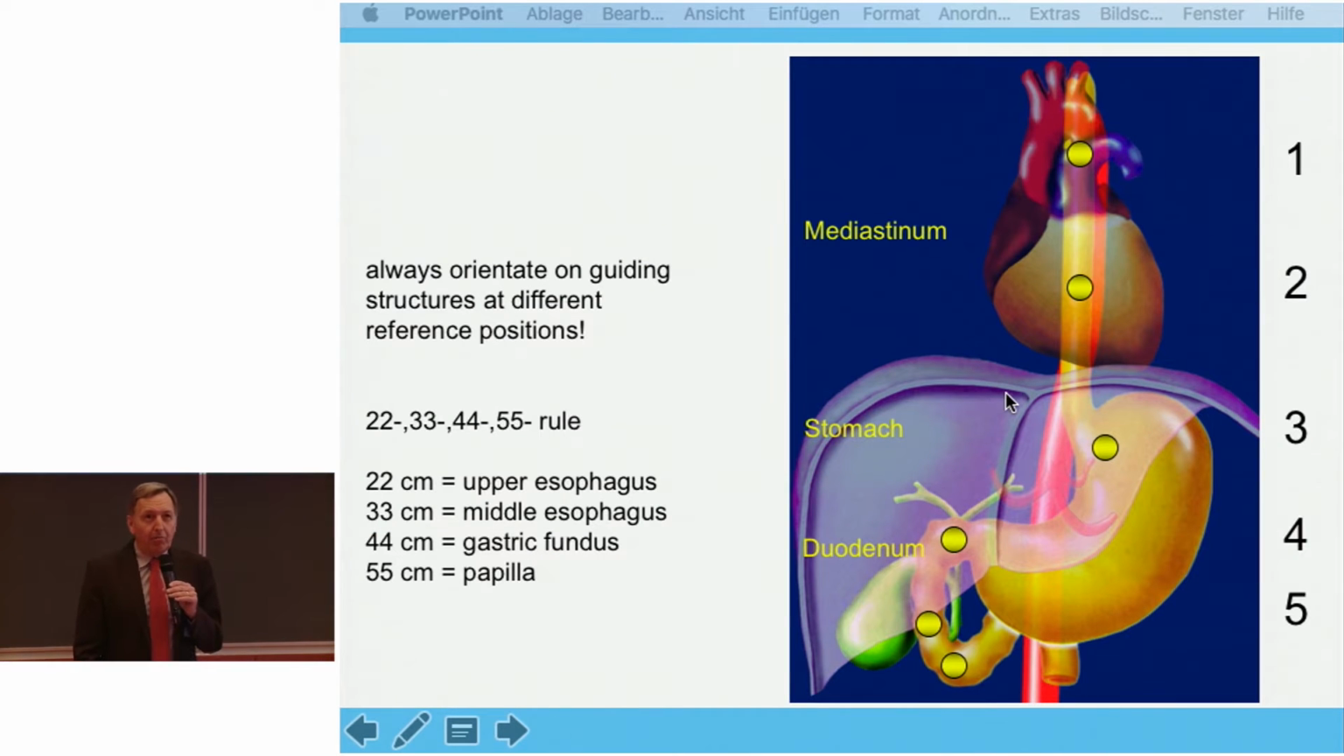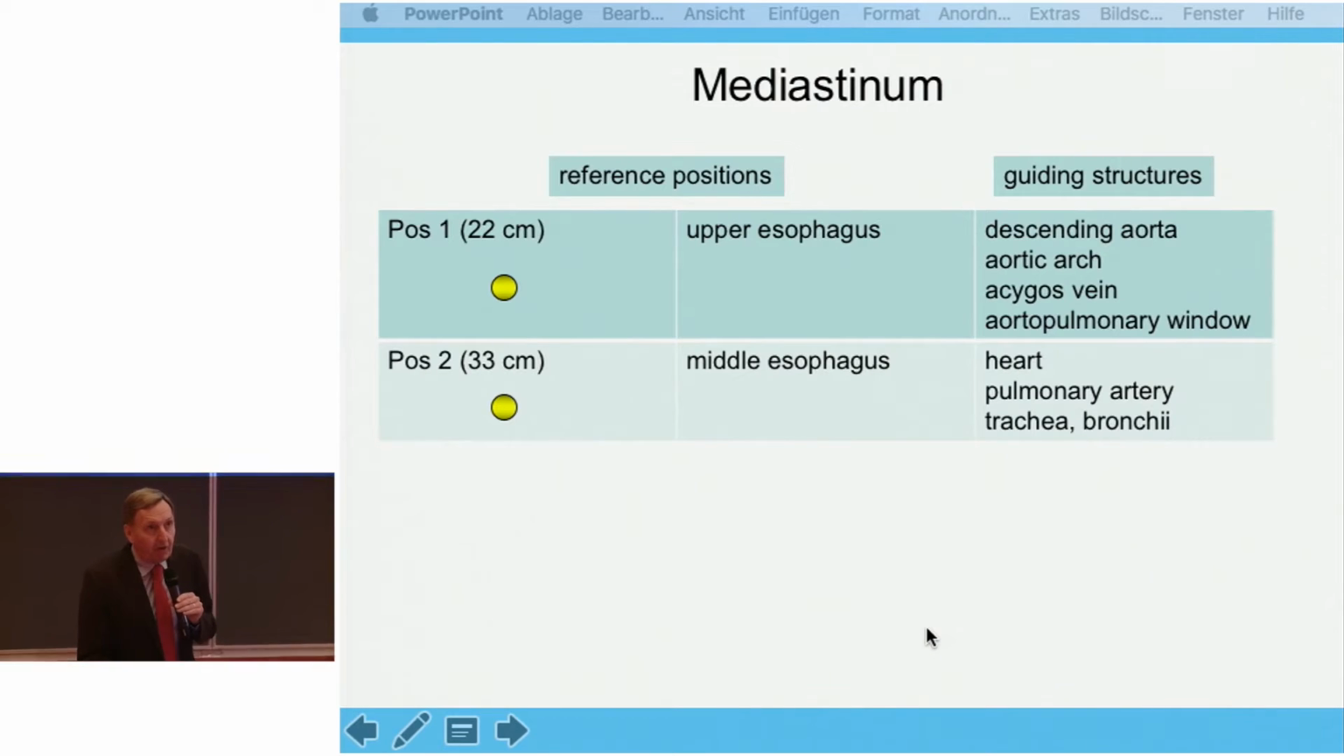So the most important thing is that you have special reference positions in the mediastinum, in the stomach, and in the duodenum. And they correlate sometimes with the depth of introduction of your instrument. So you have the upper part of the esophagus, middle part or lower part of the esophagus. You have a very important point at the level of the cardia and the fundus. Then you have the duodenal bulb and you have the level of the papilla. At each of these reference positions you find your guiding structures.